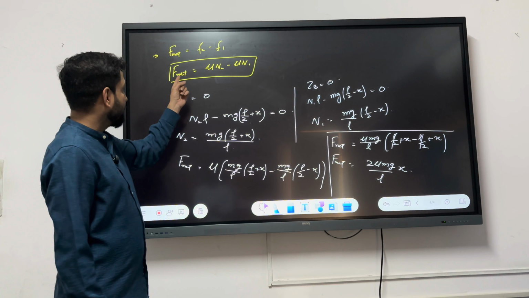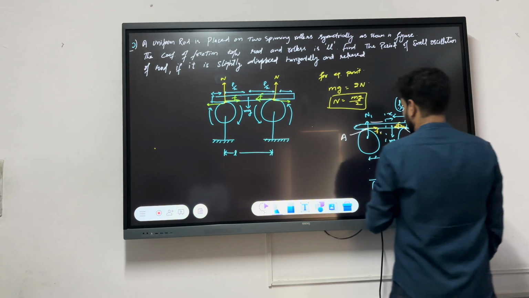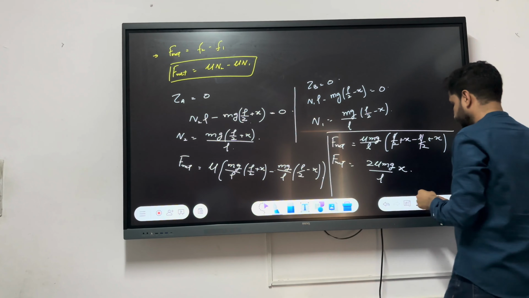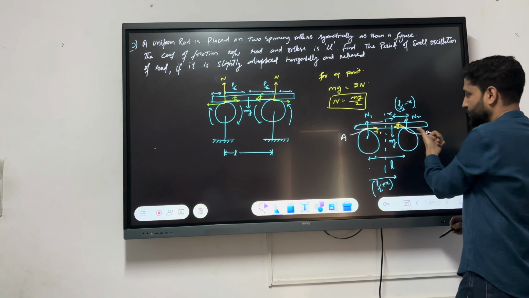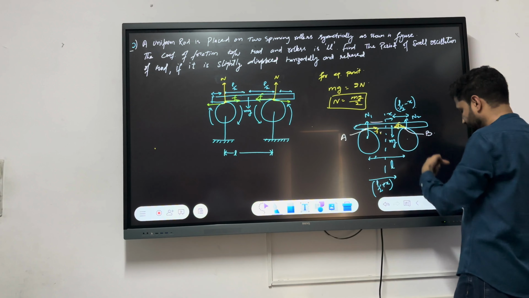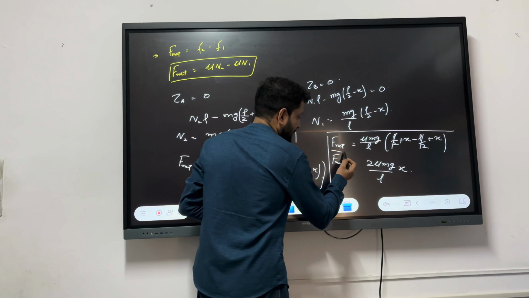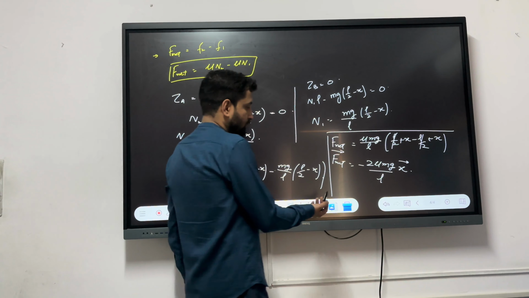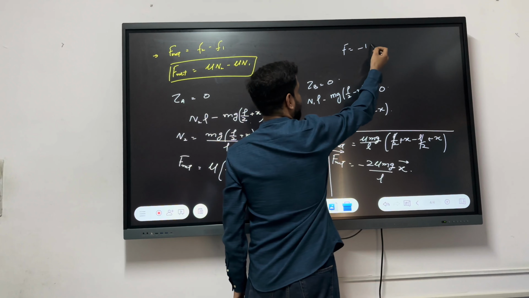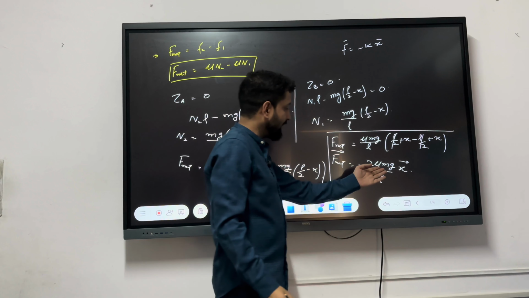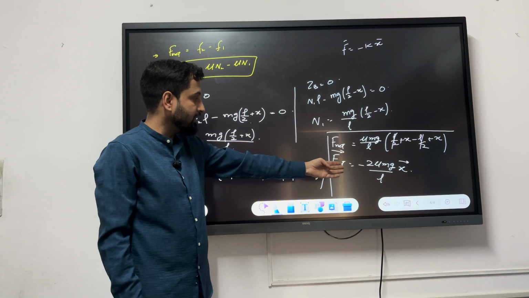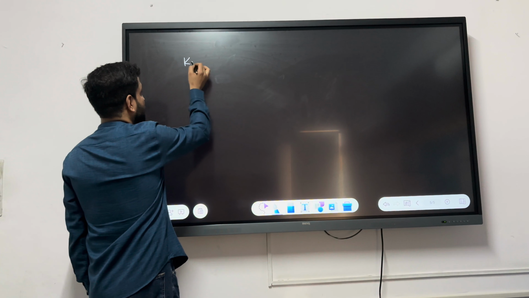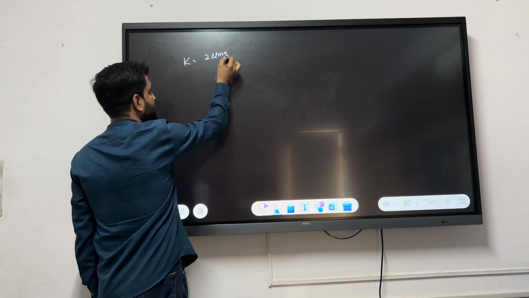Now here F net is F2 minus F1. F2 is in this direction, F1 is in this direction. So F net is in this direction and x is in this direction. So if we take it as a vector, we can say here it's minus, since they are opposite. Now equating it with the equation F is equal to minus kx, what is the value of k here? That SHM constant is 2 mu mg by L. Here the value of k is 2 mu mg upon L.